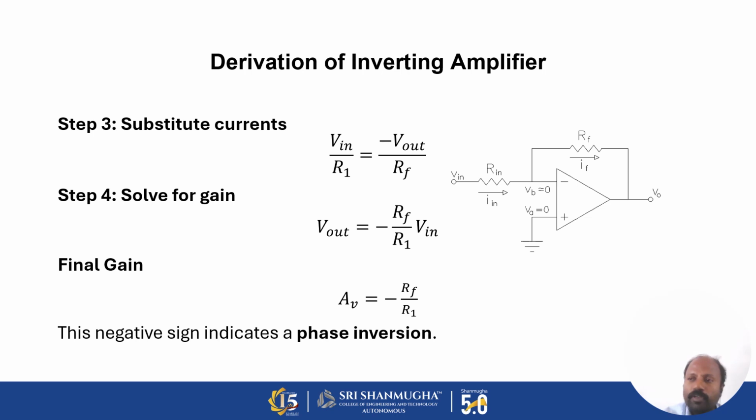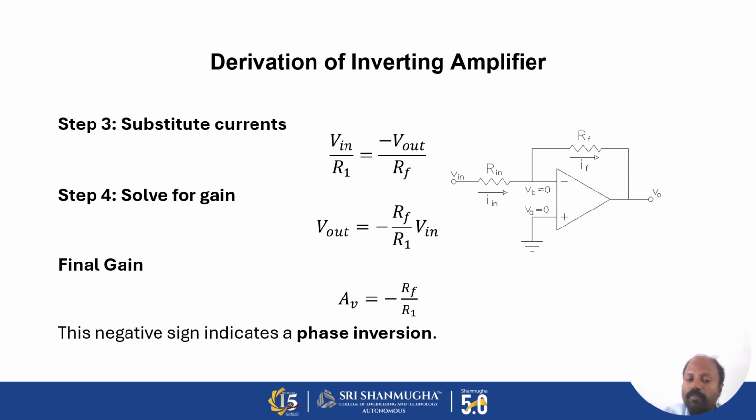So when we equate the left hand sides, we can equate the right hand sides. I1 equal to IF, where I1 we have seen is Vin by R1, and IF is equal to minus Vout by RF. Equating that, we will be able to find the equation of the output voltage. So what is the output voltage? Minus RF by R1 into Vin. So we have got our output voltage.